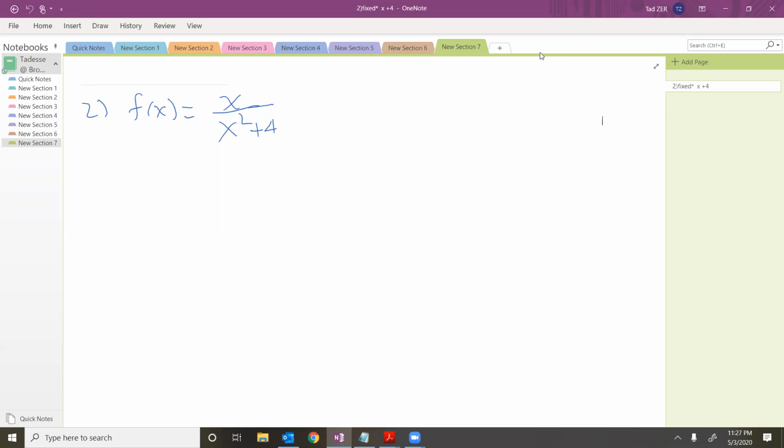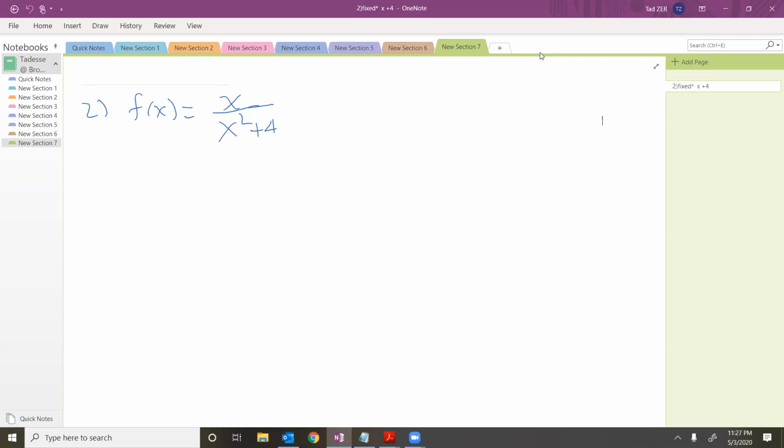This is Tadressa. So this will be my last review, which is on how to graph a function. This question will have a lot of parts, so I'm gonna show you one by one. The function is f of x equal to x over x squared plus 4.